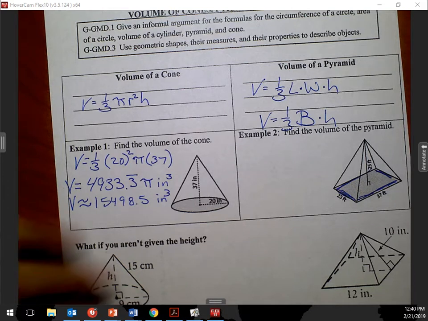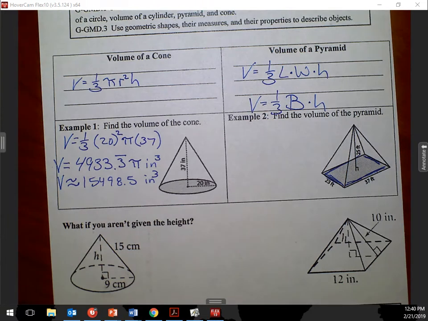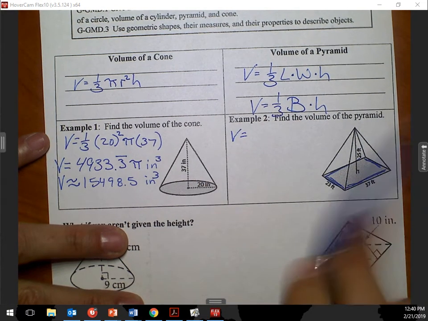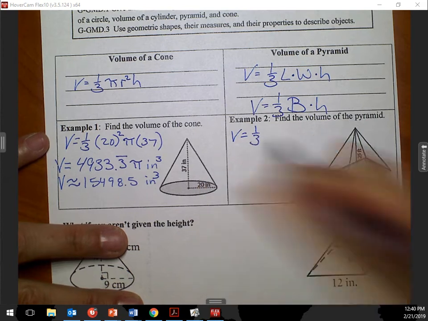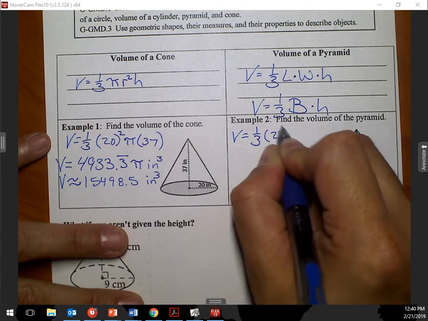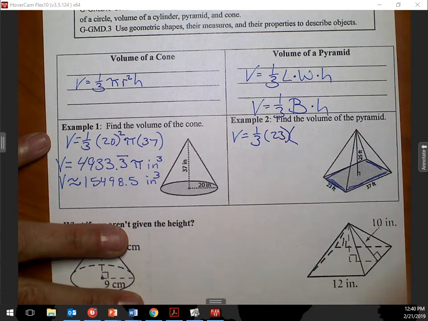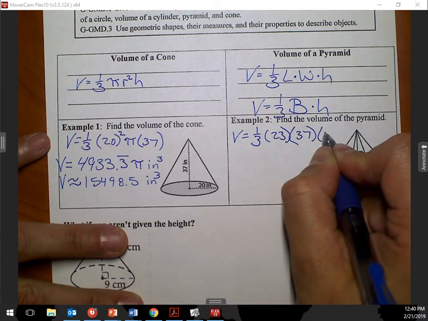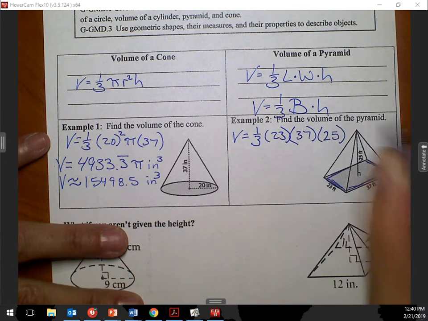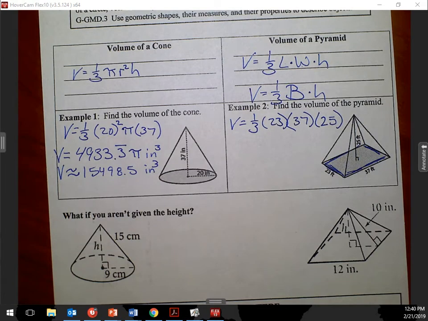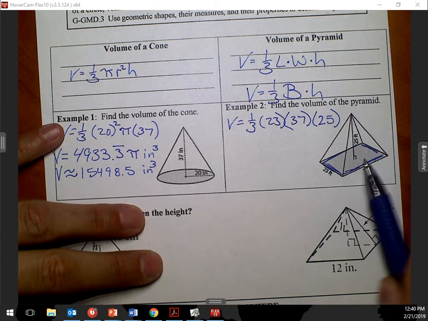Okay. All right. So let's take a look at this next one then. Volume is equal to 1/3 length times width times height. What's the length? 23. Times width, 37, times height, 25. If you notice, the height has to be directly straight up and down at a right angle, from here up to the peak.